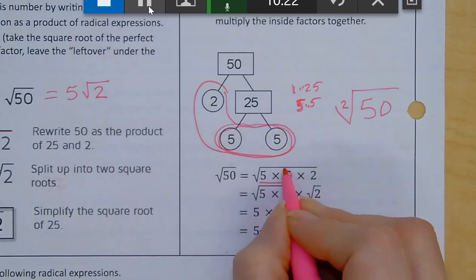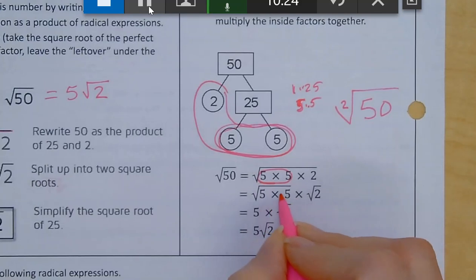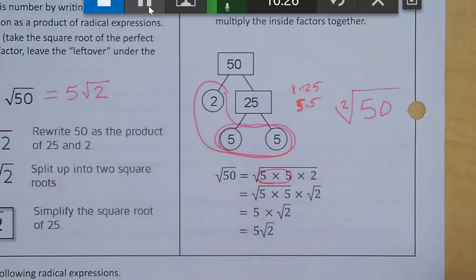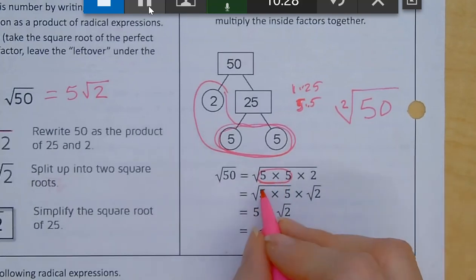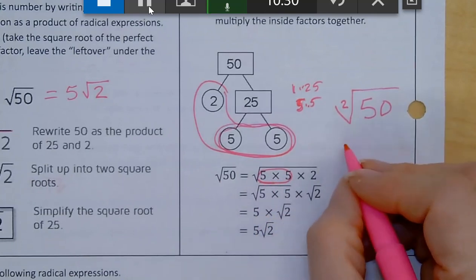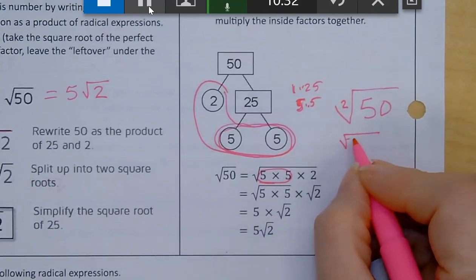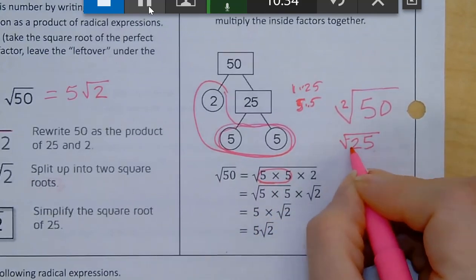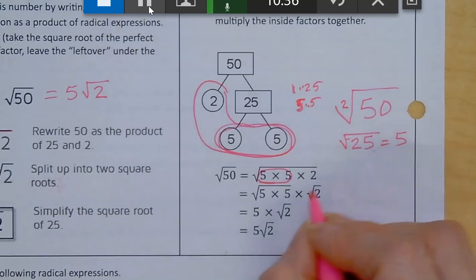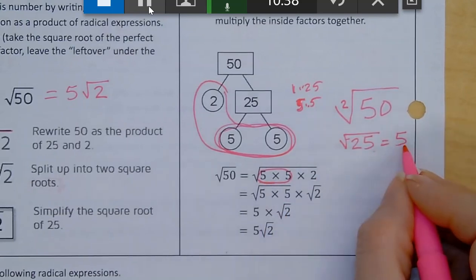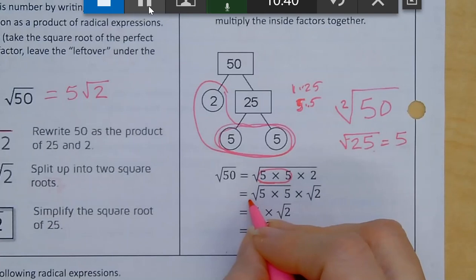I have 2 5s right here, 5 times 5. I'm going to pull those guys out of the house. I'm going to take the square root of 5 times 5. Square root of 5 times 5 is the square root of 25. So when I take the square root of 5 times 5, it is just 5. Okay? The square root of 5 times 5 becomes 5.